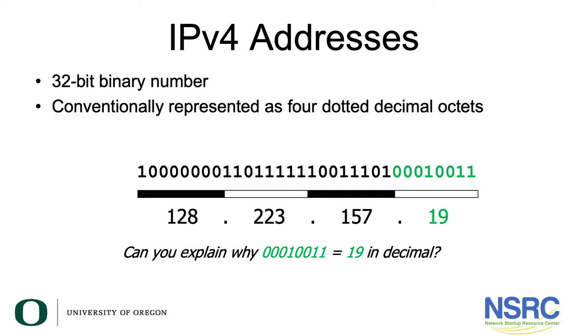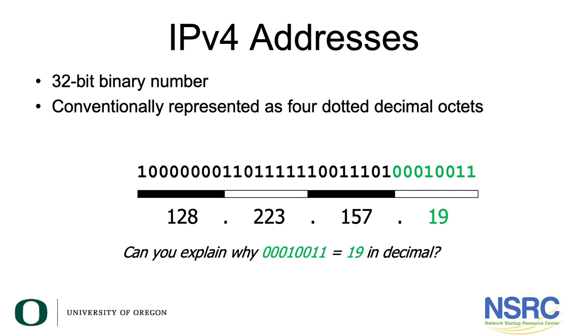As indicated, we're going to show you another example of an IPv4 address. As you can see on the screen, the IPv4 address is 128.223.157.19. Please remember that IPv4 addresses are represented as 4 dotted decimal octets. If you were to remember the binary digits, as I said previously, it would be almost impossible. In this case, the IP address 128.223.157.19 is represented by the binary digits shown on the screen.